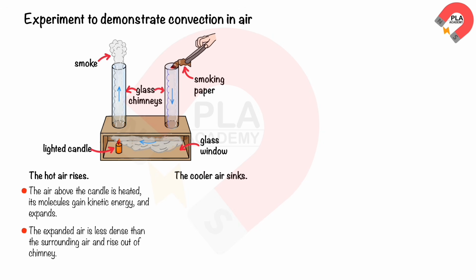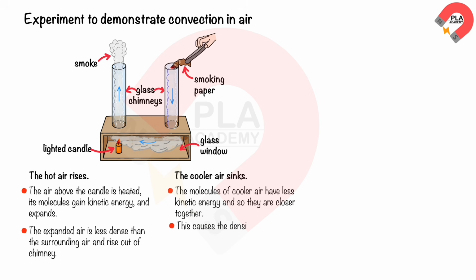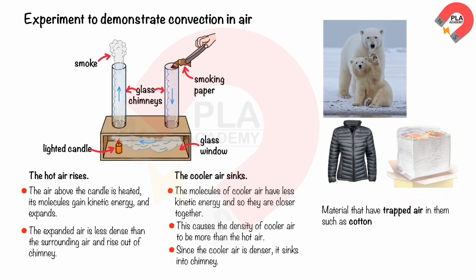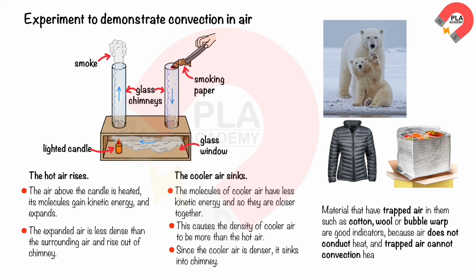The cooler air sinks. This is because the molecules of cooler air have less kinetic energy, and so they are closer together. This causes the density of cooler air to be more than the hot air. Since the cooler air is denser, it sinks into the chimney. Materials that have trapped air in them, such as cotton wool or bubble wrap, are good insulators, because air does not conduct heat, and trapped air cannot convect heat either.